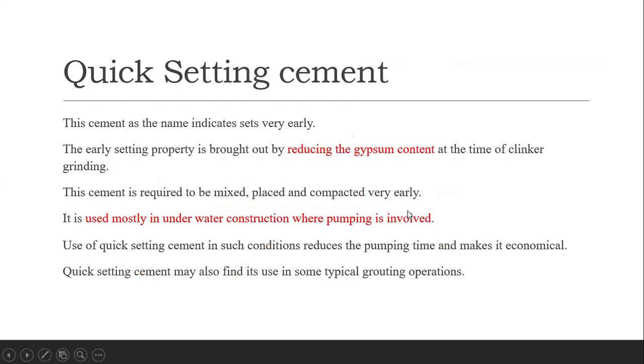And next type of cement is quick setting cement. This type of cement is manufactured just by reducing the gypsum content in the cement. That's it. So generally 2 to 5% of the total cement content, gypsum will be used. So lowering this gypsum content will lead to flash setting, in which the cement has the higher reactivity with water, and as a result it will set at a faster rate. So mostly this type of cement is used for underwater constructions.